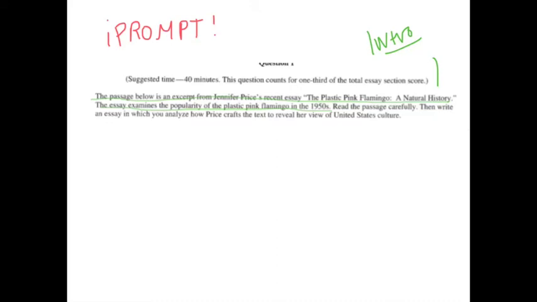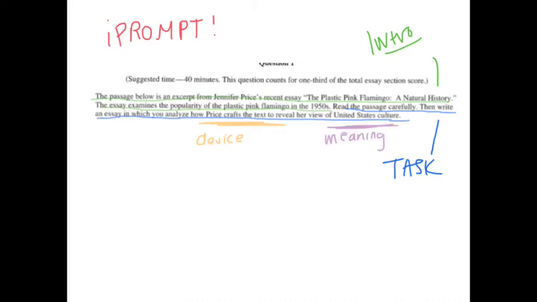And the task is to read the passage carefully, like hopefully you might do for any essay, and then write an essay in which you analyze how Price crafts the text to reveal her view of the United States culture. So right here we're given in very broad terms the devices that we're supposed to look for, really any devices: how Price crafts the text. That means we're looking for any part of her language that stands out to us. And then we are given the meaning that we're supposed to connect with those devices, and that is to reveal her view of United States culture. Again, it's a pretty broad prompt. So let's just jump in and get started.